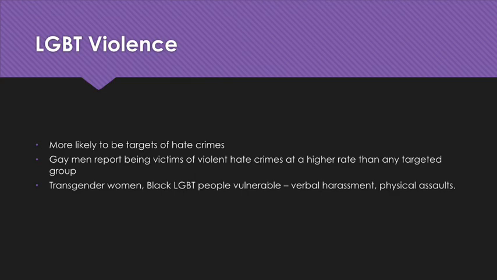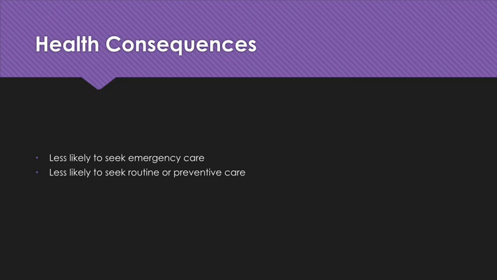LGBTQIA people experience violence more often than their heterosexual counterparts, and are more likely to be targets of hate crime. Gay men report being victims of violent hate crimes at a higher rate than any other targeted group. And transgender women and Black LGBT people are vulnerable to both verbal harassment and physical assault. A couple of examples of health consequences that have been shown to be directly related to social determinants of health are that people are less likely to seek emergency care, and less likely to seek out routine or preventive care.